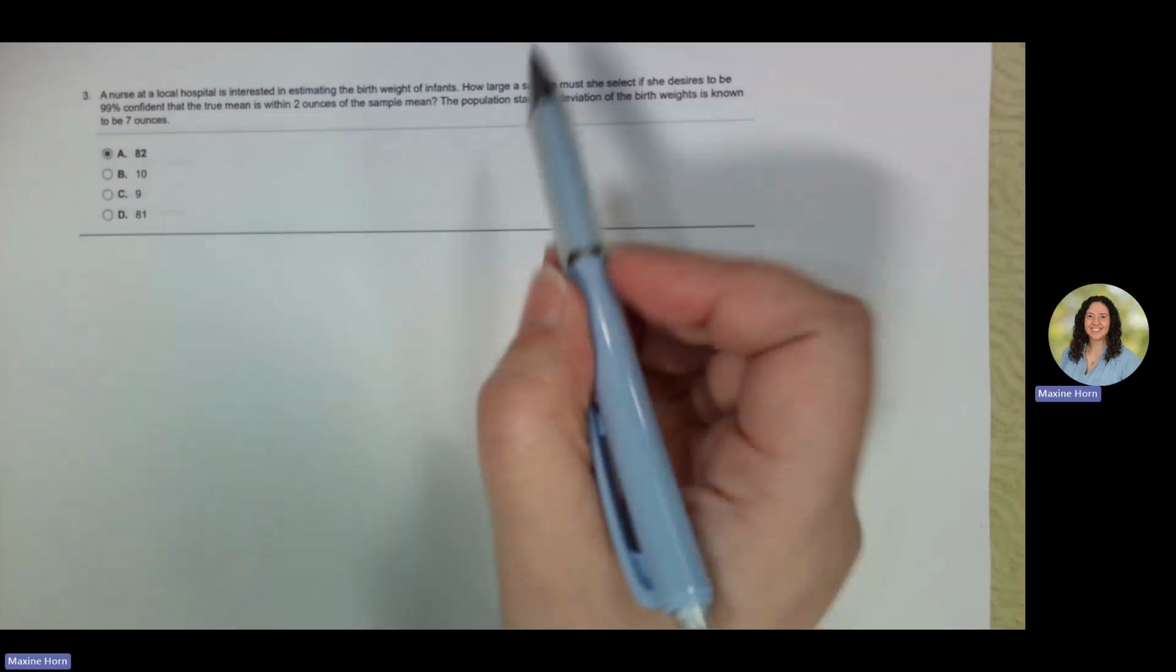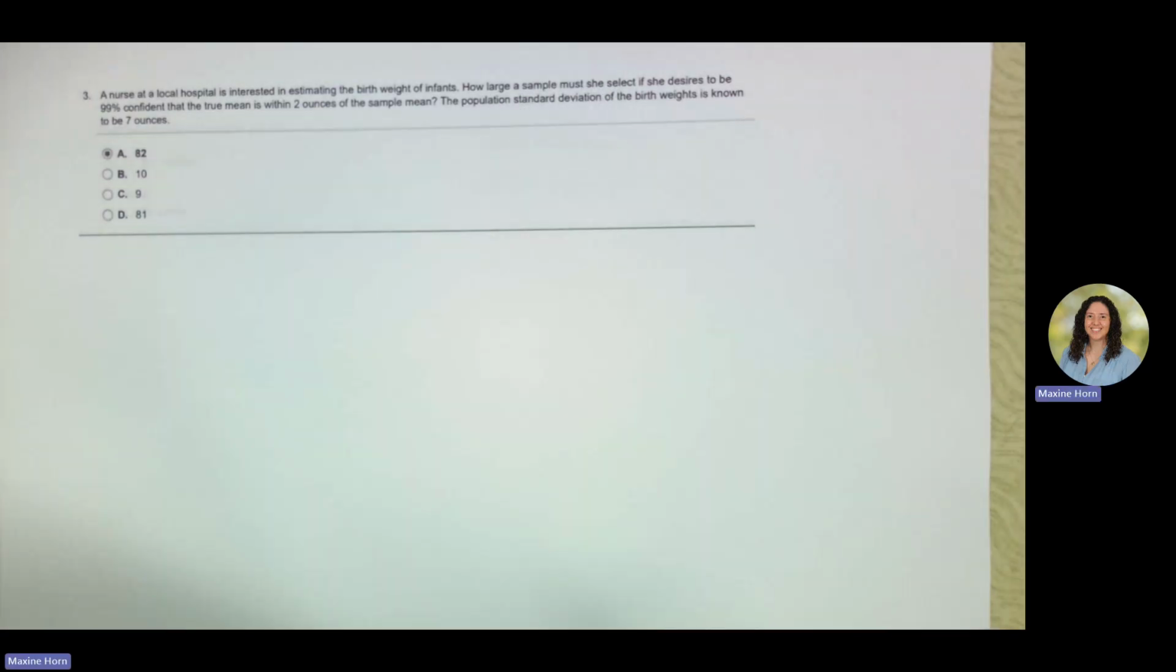Okay, number 3. A nurse at a local hospital is interested in estimating the birth weight of infants. How large a sample size must she select if she desires to be 99% confident that the true mean is within 2 ounces of the sample mean? The population standard deviation of the birth weights is known to be 7 ounces. So we're being asked to say how large of a sample size we need to have.